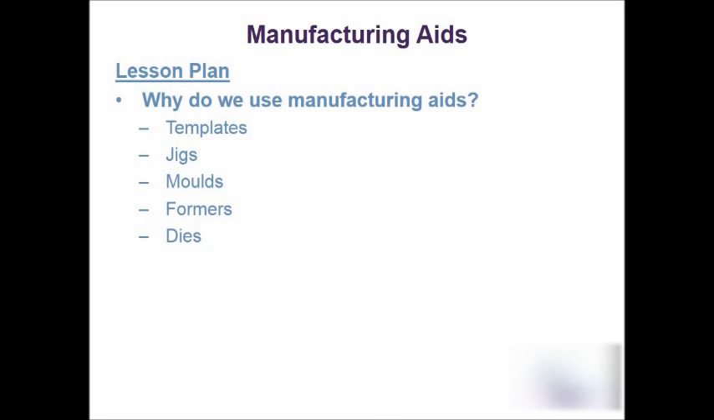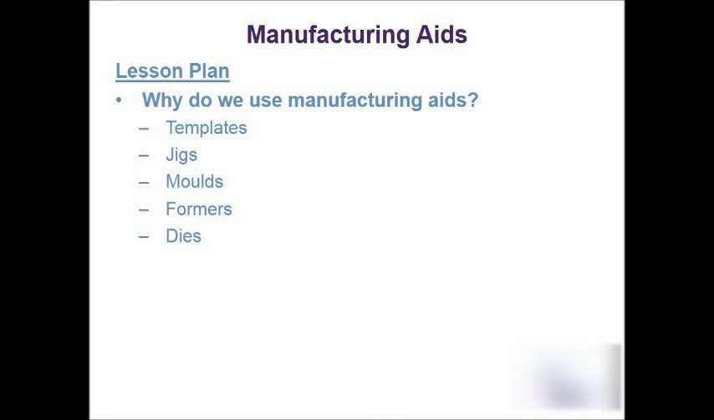As with most of these manufacturing aids, what we use them for is to increase repeatability and therefore accuracy of each item, to ensure that all products are exactly the same. Now a template, we might use, for example, to draw around. So if we were marking out a product that was going to be hand cut in resistant materials, we might make a template.